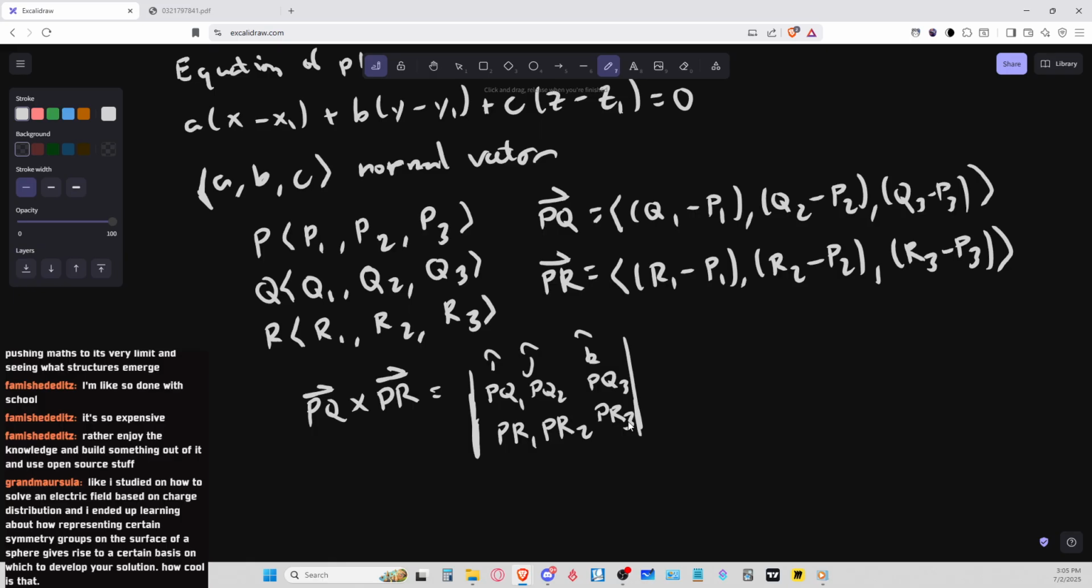I studied how to solve an electric field based on charge distribution, and I ended up learning how to represent certain symmetry groups on a surface. Oh, that sounds very interesting. Yeah, I'm interested in math like that, when it talks about symmetries and group theory and rings and all that stuff. Well, I think basically in physics it's more like fields and group theory. I mean groups, I should say.